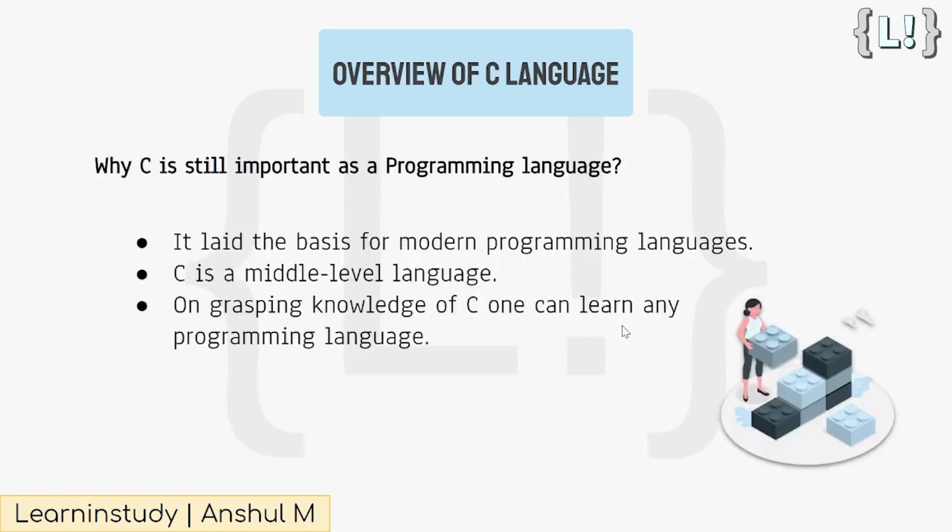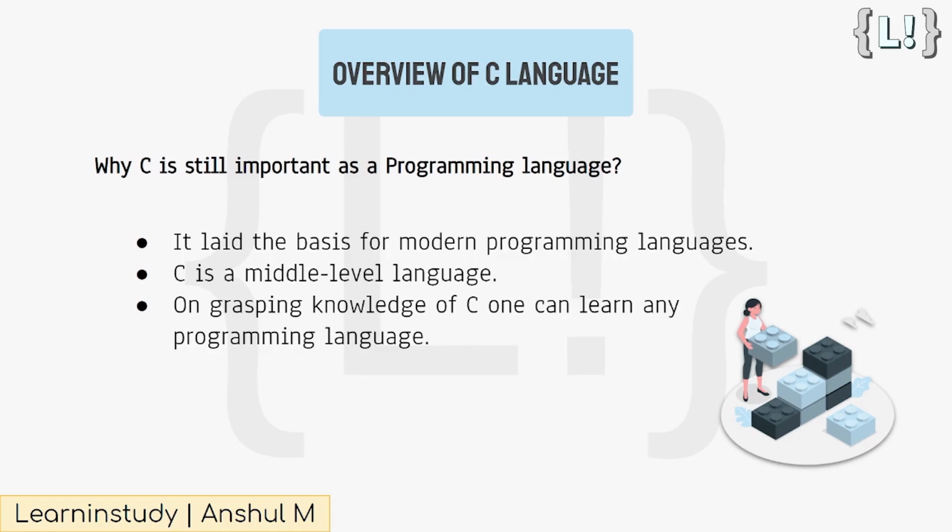Now, a question arises: why is C still important as a programming language? In the era where we have languages like C++, Java, Python, Lisp, Ruby, R, etc., why do we still need to learn C language? So, the first and foremost point is it laid the basis of modern programming languages. Modern programming languages like C++, Java, C Sharp, and many other languages are derived from C, meaning they are built upon C.